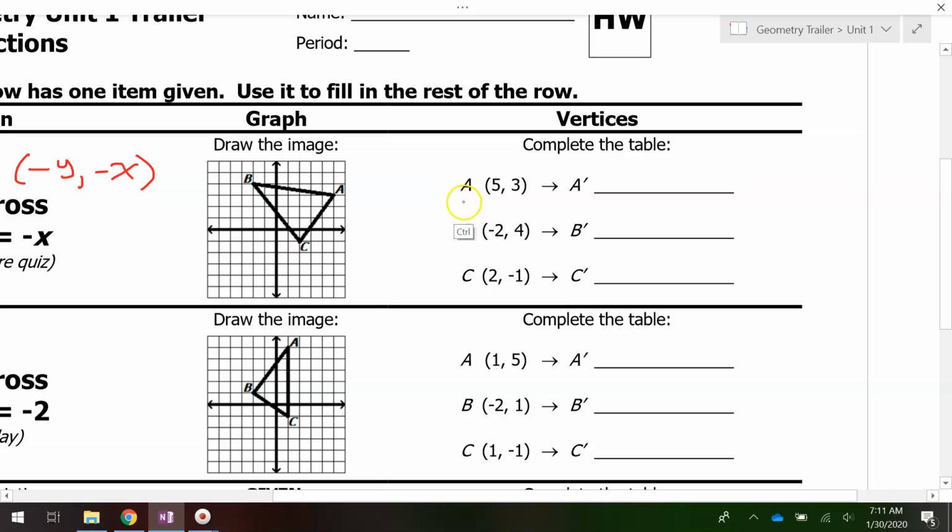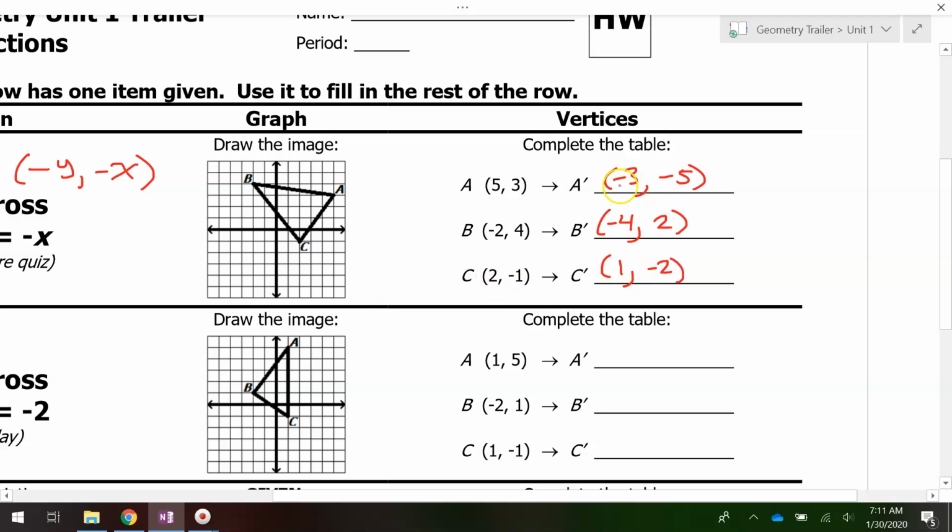So if I apply that rule, opposite of y, opposite of x here, the opposite of y is negative 3. The opposite of x is negative 5. The opposite of y is negative 4. The opposite of x is positive 2. The opposite of y is 1, and the opposite of x is negative 2.